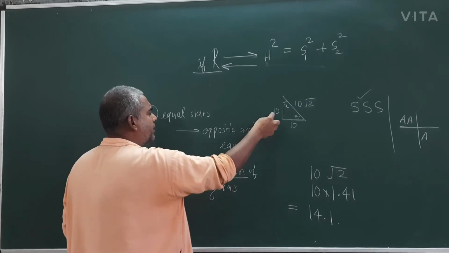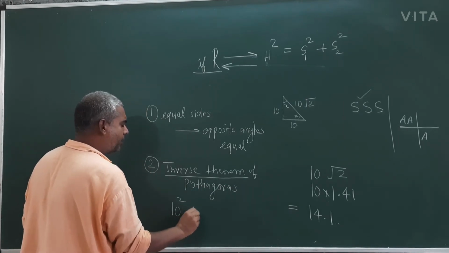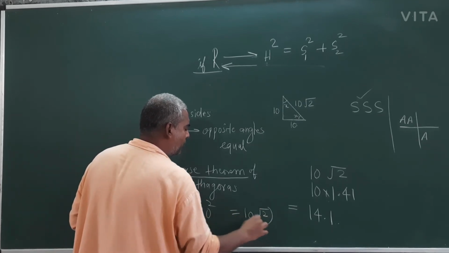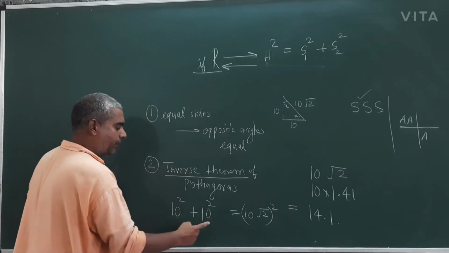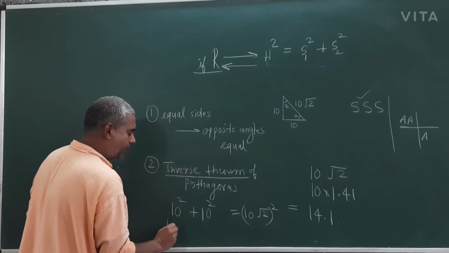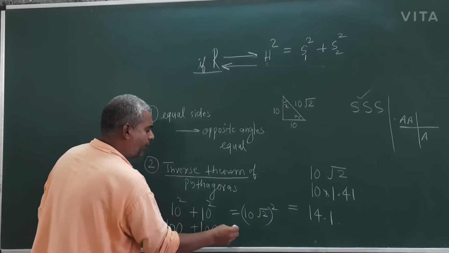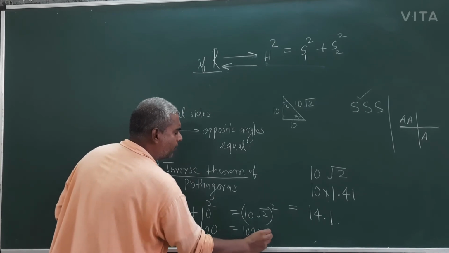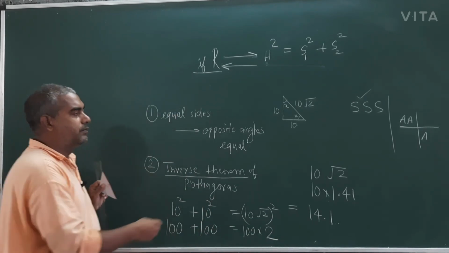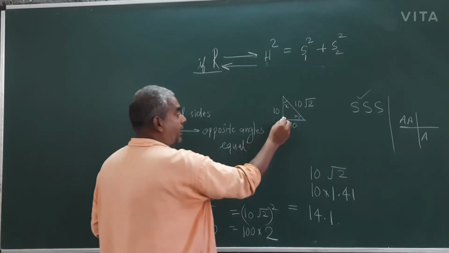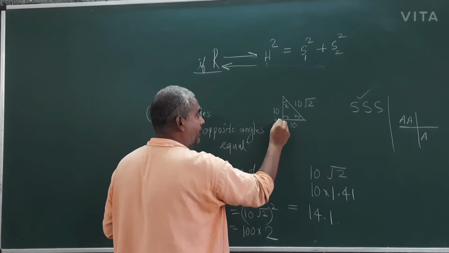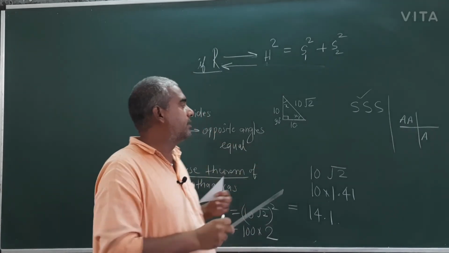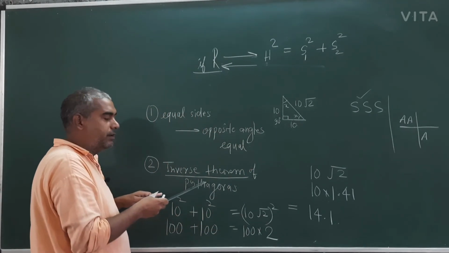And you will see 10 square. Okay, let me show. 10 square plus 10 square is equal to 10 times root 2, the whole square. So this is 100, 100, 100 is equal to 10 square, 100 into root 2 square, 2. So this is 100 into 2, 200. So by the inverse theorem of Pythagoras, we have known this is the right angle triangle, 90 degrees. We have measured only 3 sides and we are finding the angles. So this is 90 degrees we have found here, by the inverse theorem of Pythagoras.